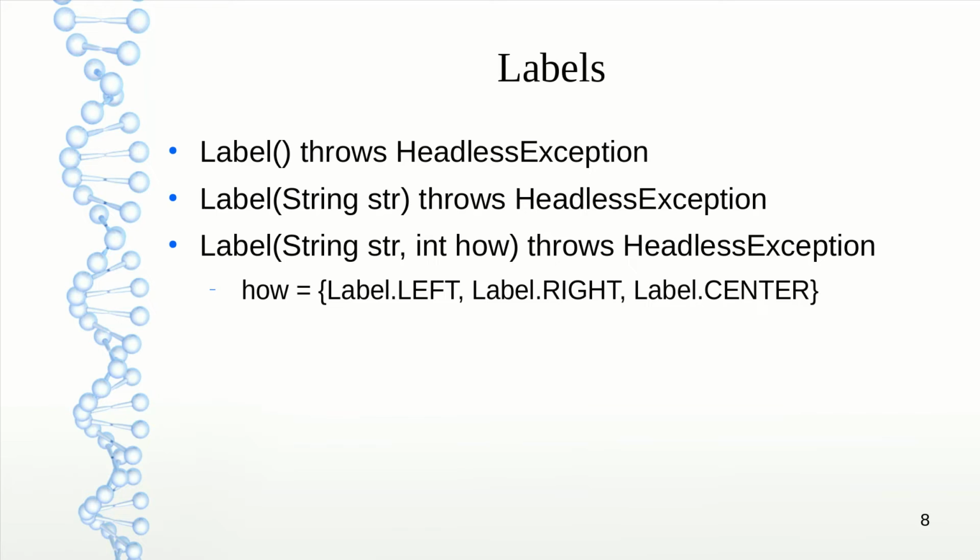The second one passes a string to the constructor, so that the label is created with this string as the static text. And finally, we pass a string as well as an integer parameter, and the integer parameter shows the alignment of the static text in the label. The alignment values can be left, right, or center.